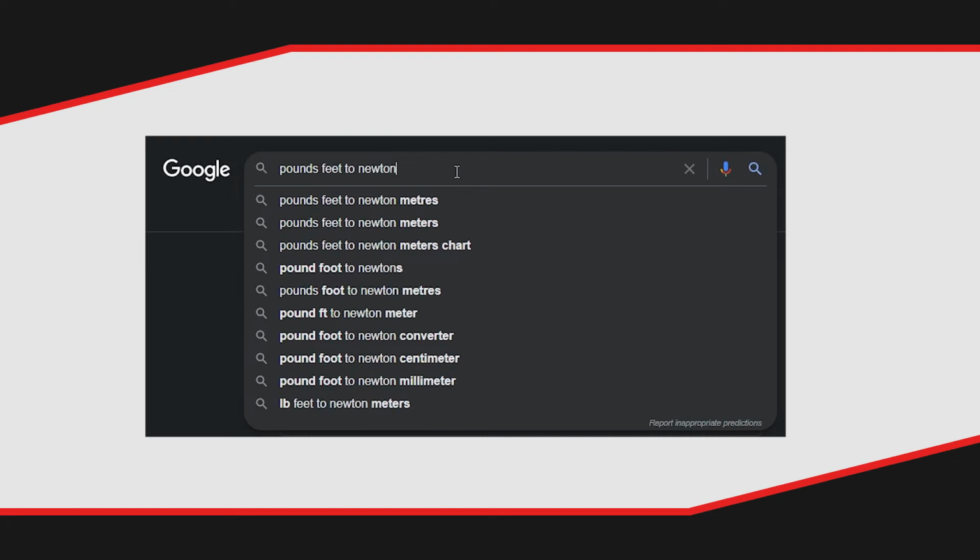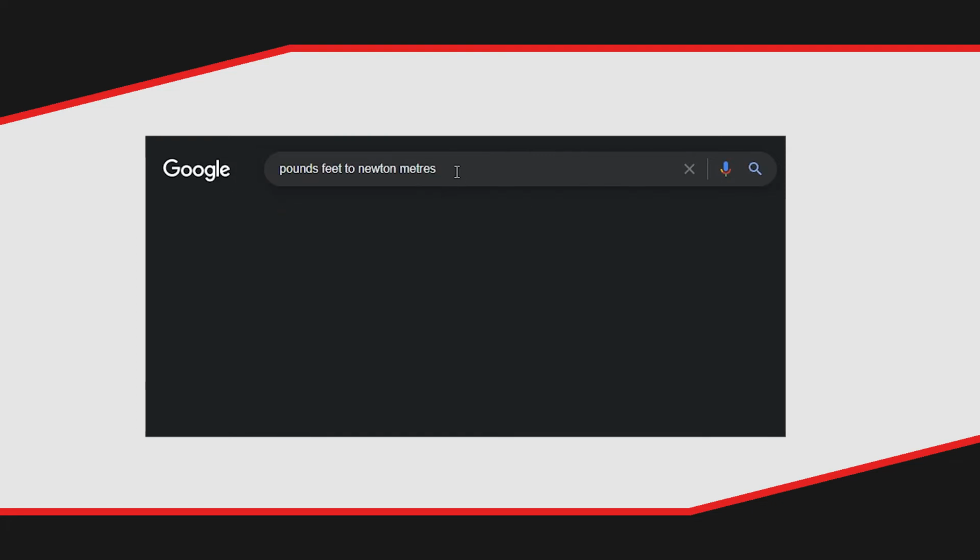Now let's ditch imperialism and go to SI units. We'll take a power curve in pounds-feet and RPM and convert the torque to newton meters and RPM to radians per second. The easiest way to convert pounds-feet to newton meters is just to Google the conversion rate.